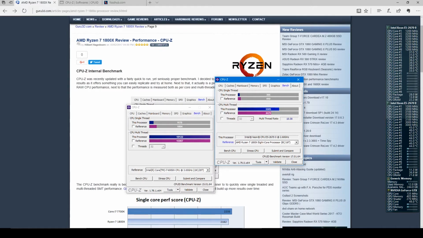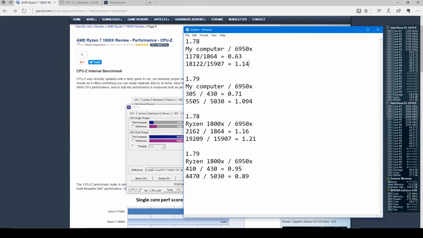So I compared it with the 6950X, and crunched some numbers, and this is what I got. With 1.78, my computer versus the 6950X, I had 1178 versus 1864. These are single core scores. That means my processor is only 63% as fast as the 6950X. And the multi-core, 18122 versus 15,907, which means my two Xeons are about 14% faster than a single 10-core 6950X. Now that's with me at 16 cores and 32 threads.